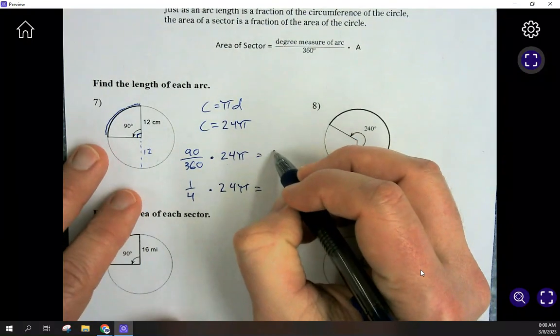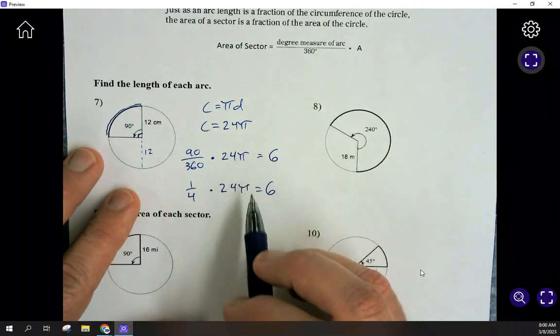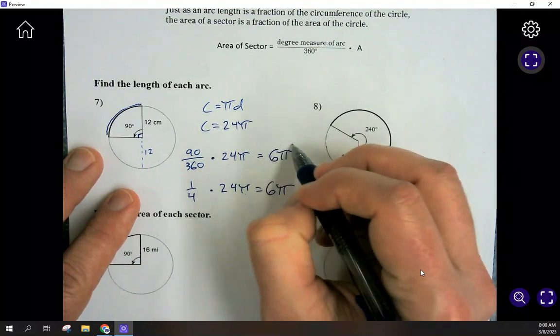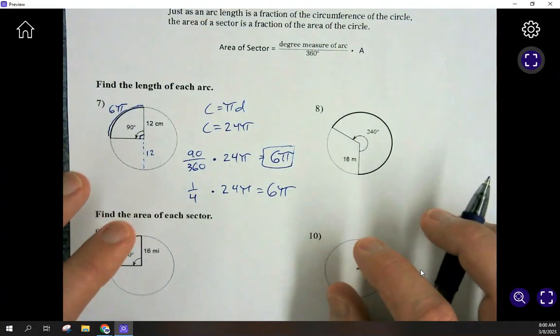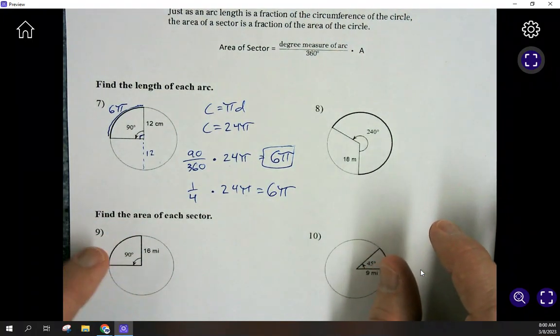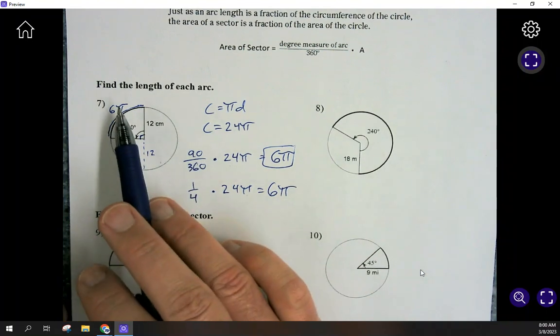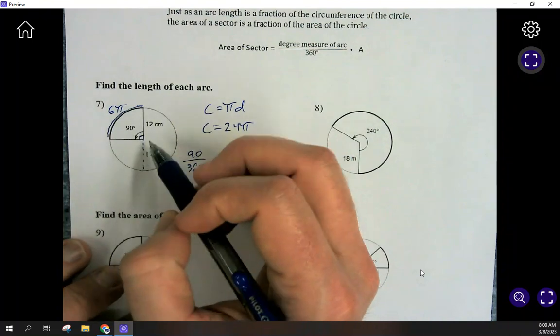All right, so either way, we saw that this was 6, but it's not just 6, right? We still have this pi that's got to stay there. And so the length of this arc is 6 pi. And if it was a word problem and they wanted you to put that in more of a real world number, you would actually punch in pi and get the decimal and round it. So this should make sense. The whole thing's 24 pi, right?